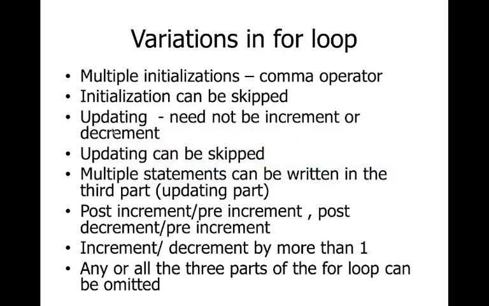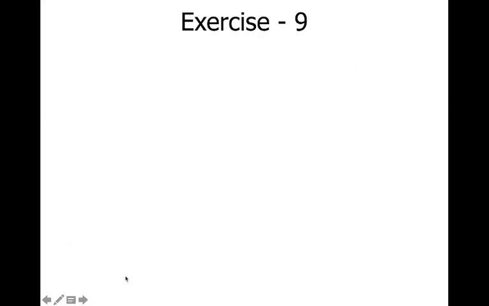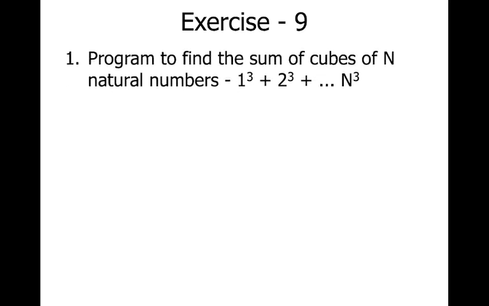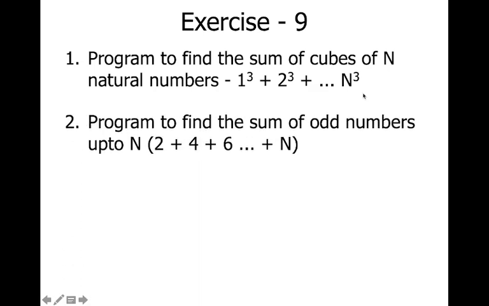So these are the different variations in the for loop. I have given some exercises also. We have already done these exercises using while loop or do while loop. You have to convert them into for loop. These are all simple exercises. If you know the logic of using while or do while, you can use the same thing here also. Program to find the sum of cubes of n natural numbers: 1 cube plus 2 cube plus up to n cube. You have to do this.